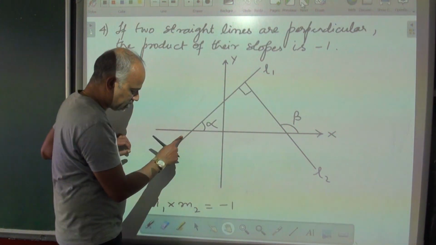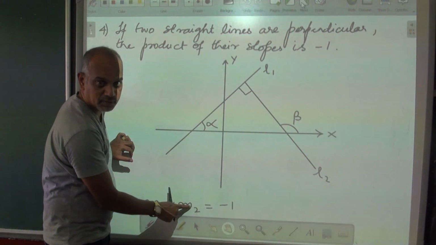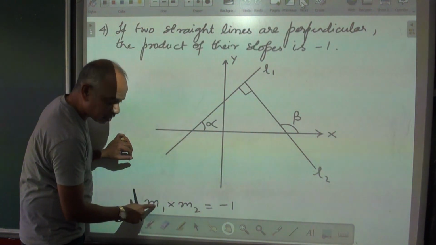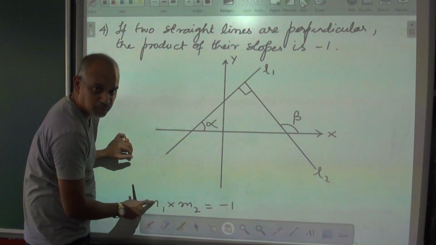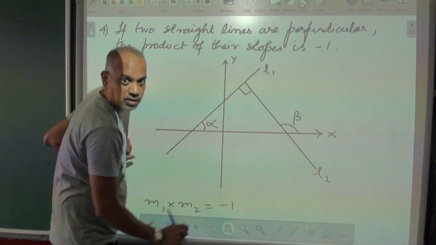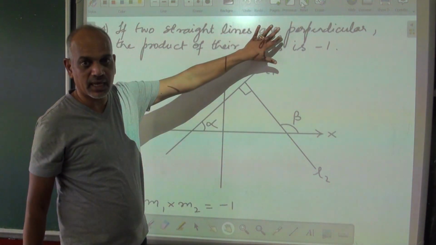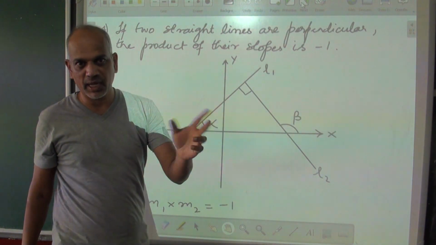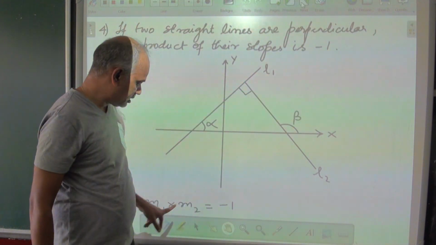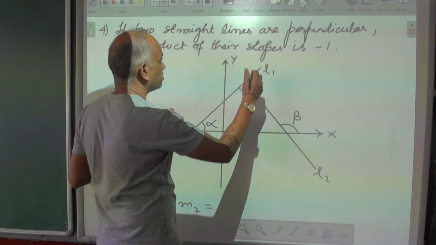So for the first line, the slope is m1, and for the second line, the slope is m2. If these lines are perpendicular, then the product of their slopes, that is, if you multiply the slopes of both the lines, m1 into m2, it will always give you a -1. Okay. So this is the condition if the two lines are perpendicular. If the two lines are parallel, m1 and m2 are equal. If two lines are perpendicular, then m1 into m2 is -1. This is the next condition that you have to know.